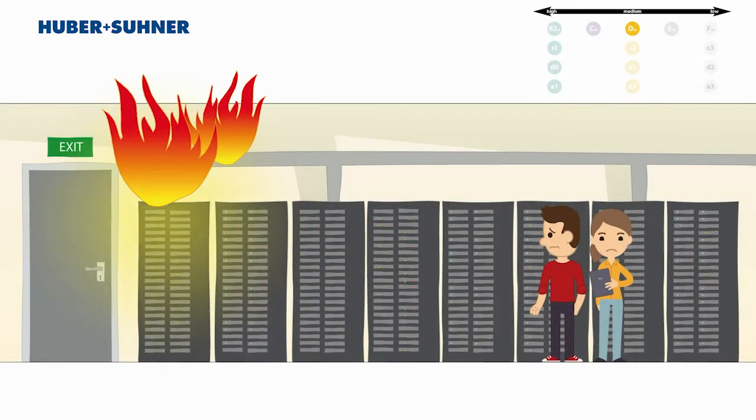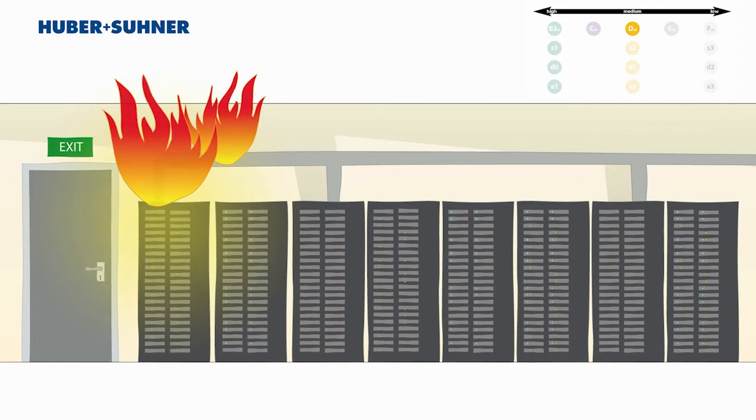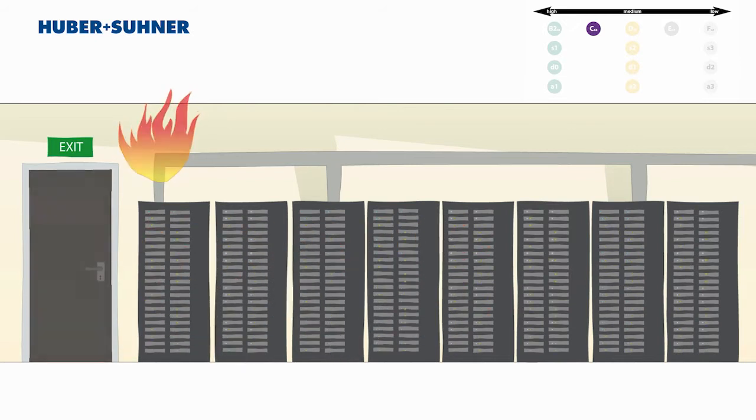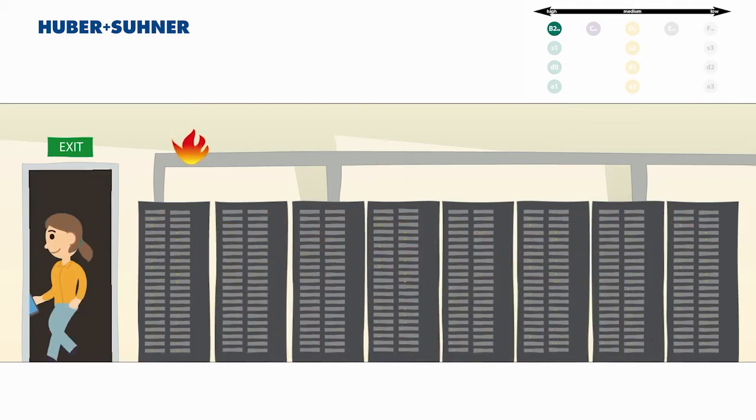A cable with a lower rating, such as DCA, would release a lot of heat. My exit would be quickly blocked and I'd need to find another way out. With a CCA rated cable, I would have more time, but I'd still need to hurry. With a B2CA cable, I can be more relaxed. Any heat will be minimized, giving me plenty of time to escape the flames.